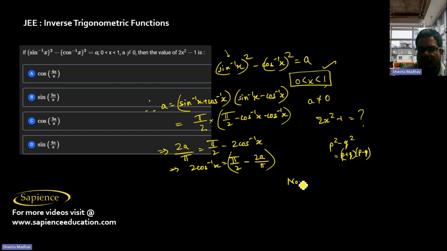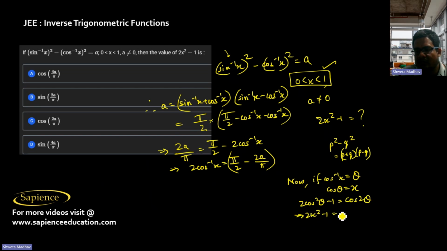So now if I take cos inverse x as theta, then cos theta will be equal to x, and 2 cos square theta minus 1, we know that is equal to cos 2 theta. So therefore I can say 2x square minus 1 will be equal to cos 2 theta. So it means cos inverse of 2x square minus 1, I can write as 2 theta, where theta is cos inverse of x.